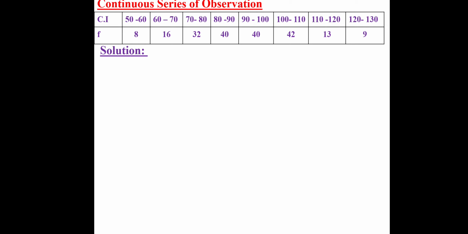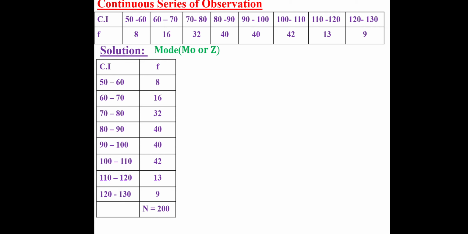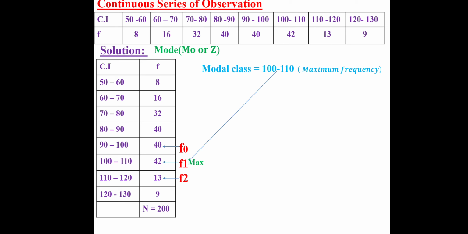Next we are going to study about mode. For mode, also the same problem, the converted problem I have taken. That will be written in vertical form. The sum of the frequency column will give 200. So the maximum frequency is F1; here the maximum frequency is 42. The previous frequency is F0. The next frequency is F2. So we can find them in this format. The modal class will be the maximum value 42. So we get the modal class as 100 to 110, the maximum frequency.